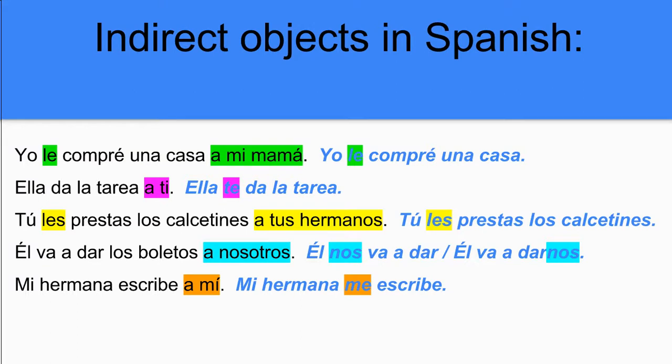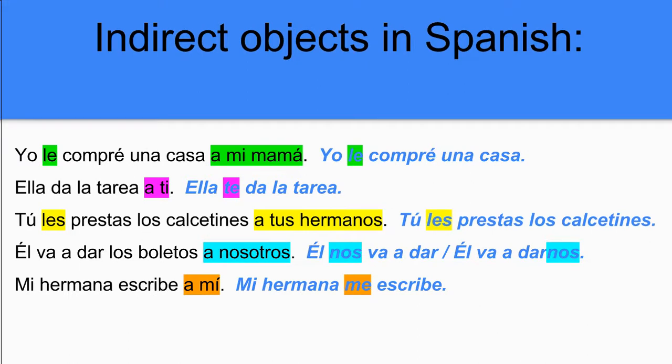Yo le compré una casa a mi mamá. Yo le compré una casa. As you can see in the second sentence, what I've done is eliminate the expression a mi mamá and completely substitute it with the word le. Yo le compré una casa. Now, if you made that statement originally to somebody, just as yo le compré una casa, they would have no idea who the le represents. For that reason, the original sentence should include yo le compré una casa a mi mamá, and then in subsequent sentences, you could leave off the a mi mamá and just continue with le, while we would understand that le is to or for my mom.